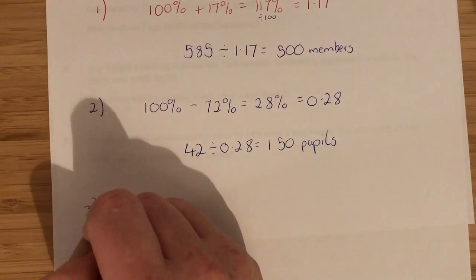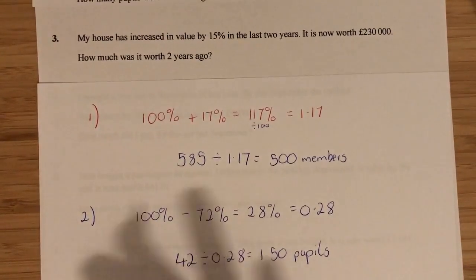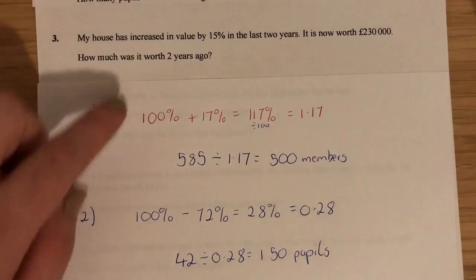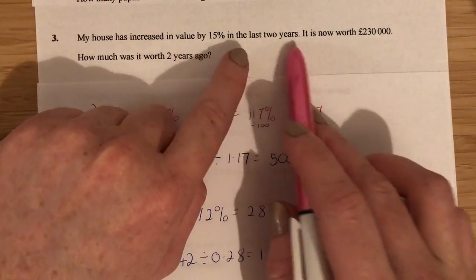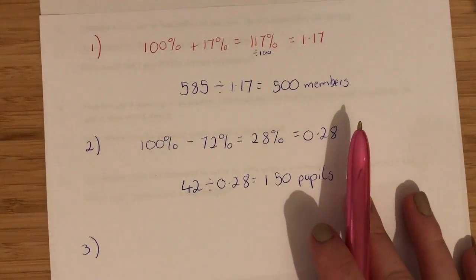Question number 3. My house has increased in value by 15% in the last 2 years. It is now worth £230,000. How much was it worth 2 years ago? So the 2 years bit doesn't matter. You're not going to take that into consideration, because it doesn't matter if it was 1 year or 2 years; it went up by 15% in the 2 years. We're still going back. You don't need to do anything with the 2.